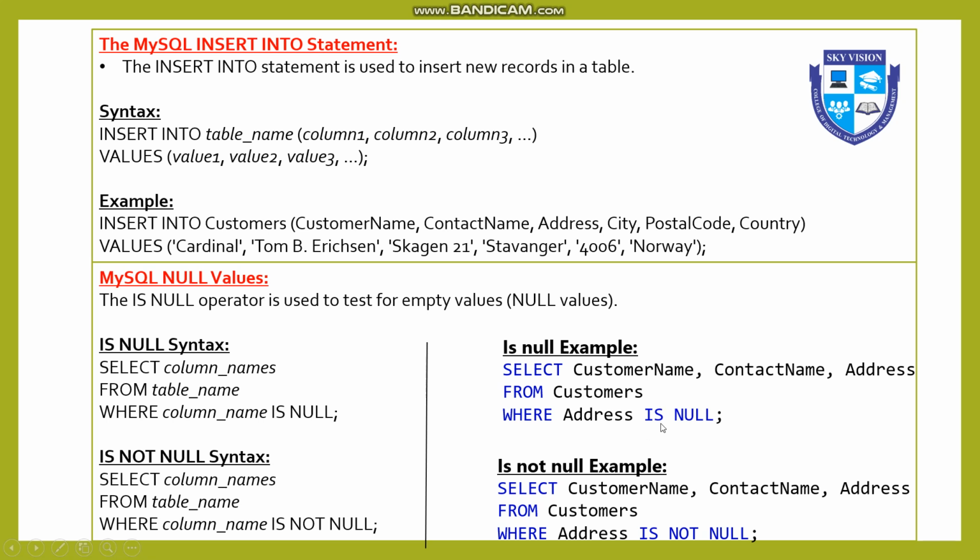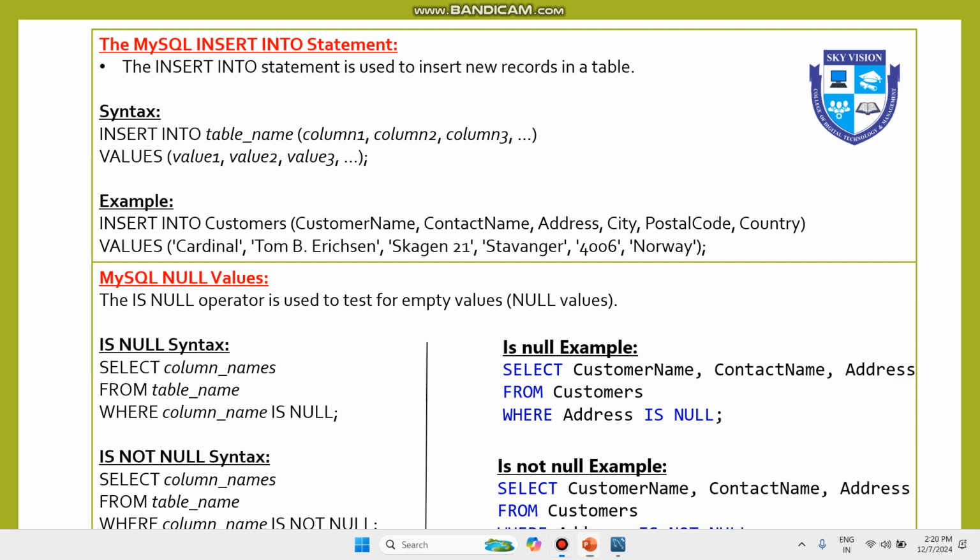After that, we have IS NULL. IS NULL means, if there is a null value in your table, meaning there are empty values, then it will show them. But to be honest, in our database there is no empty value, so it will not show anything. Let me show you.